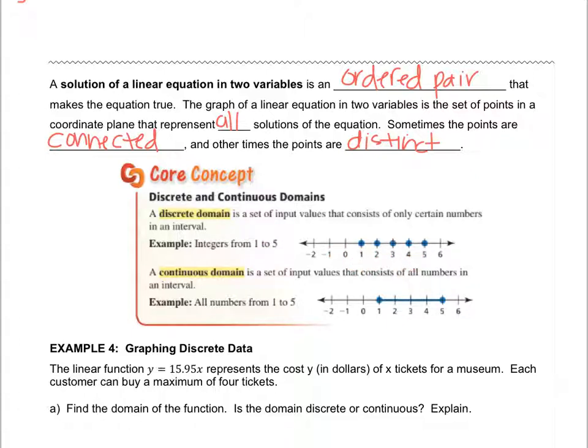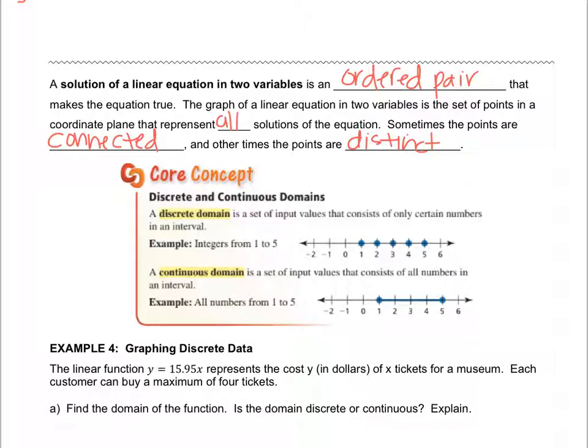A continuous or a connected domain would be all of the values between a range. So if I say all numbers from 1 to 5, then I'm talking about decimals and fractions and irrational numbers, repeating decimals, right? Like all those numbers. And so we would do the shading.